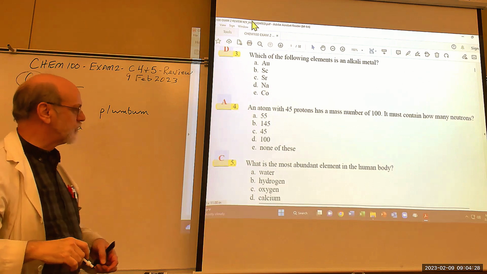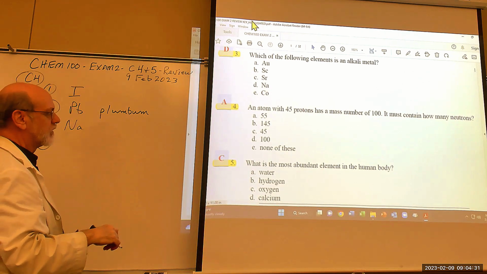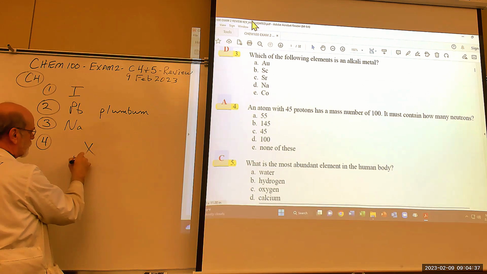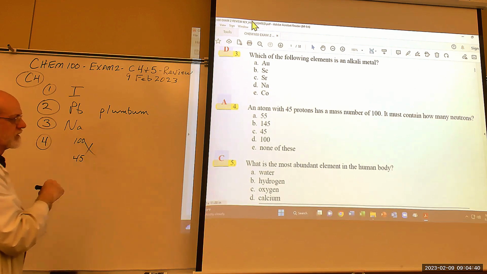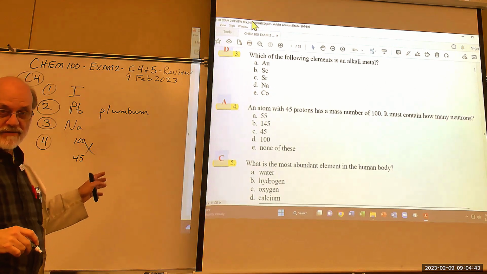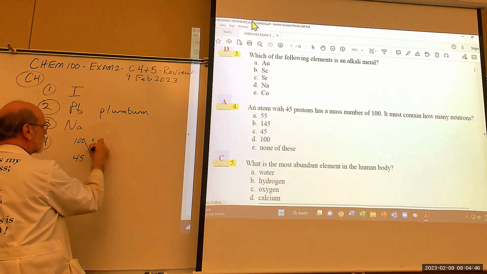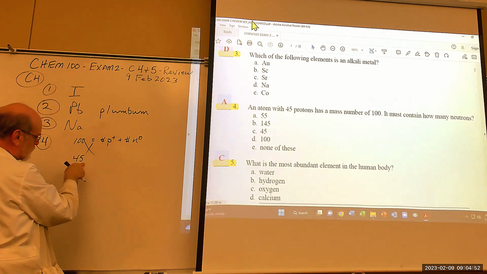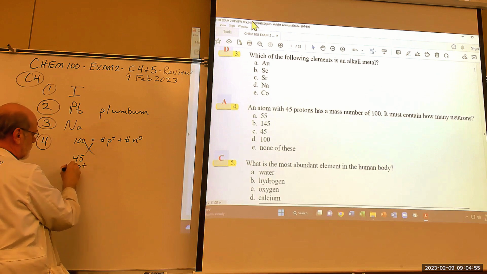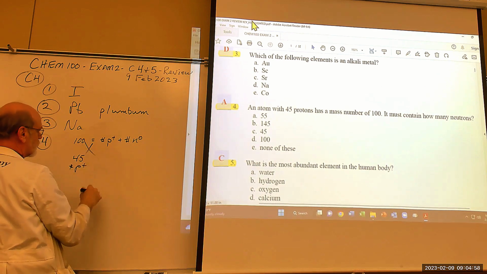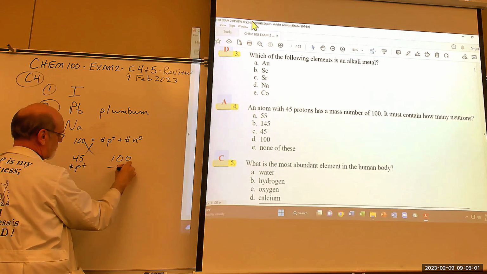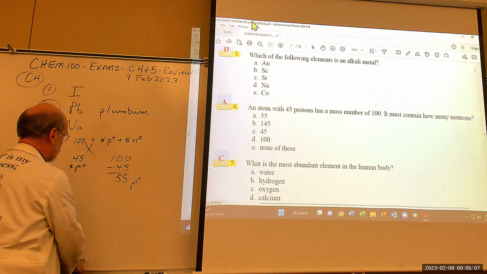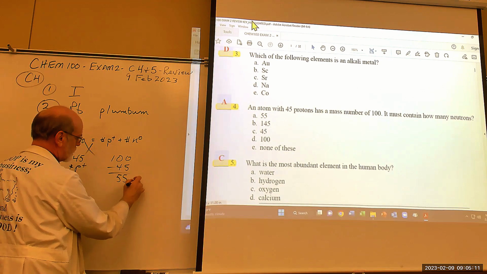But 4, an atom with 45 protons has a mass number of 100. So we've got an element here. We're going to use that symbol for now. 45 protons and a mass number of 100. How many neutrons does it have? Remember, the mass number is equal to the number of protons plus the number of neutrons. So if you subtract the number of protons from this value, you'll get the number of neutrons. So we have 55 neutrons.